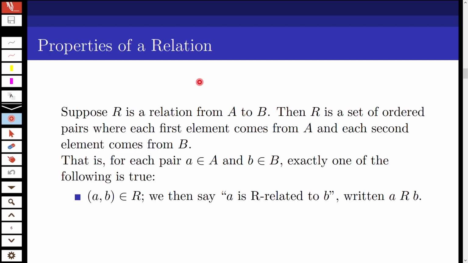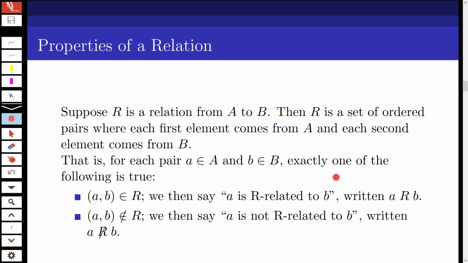Now we are going to discuss some properties of relations. Suppose that R is a relation from A to B. Then R is a set of ordered pairs where each first element comes from A and each second element comes from B. That is, for each pair a in A and b in B, exactly one of the following is true. Either (a, b) belongs to R, we then say that a is R-related to b and we write a R b. Or (a, b) does not belong to R, we say that a is not R-related to b, and we write a R̸ b.